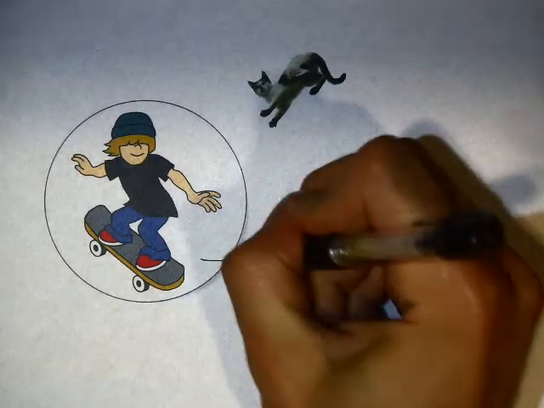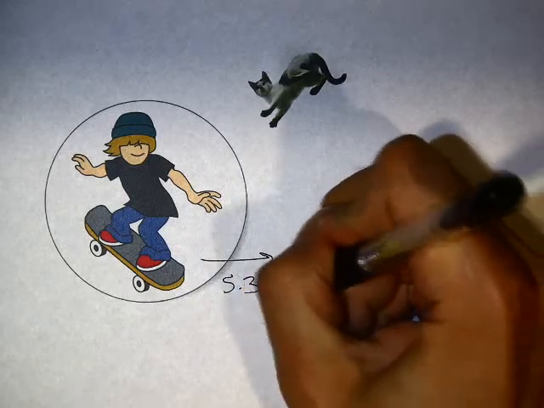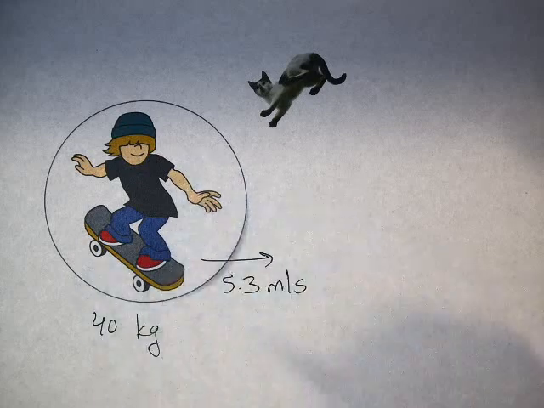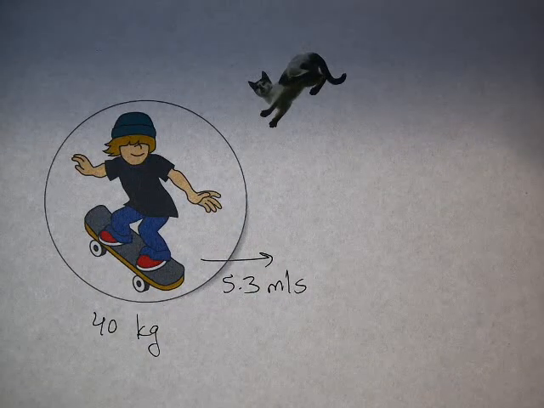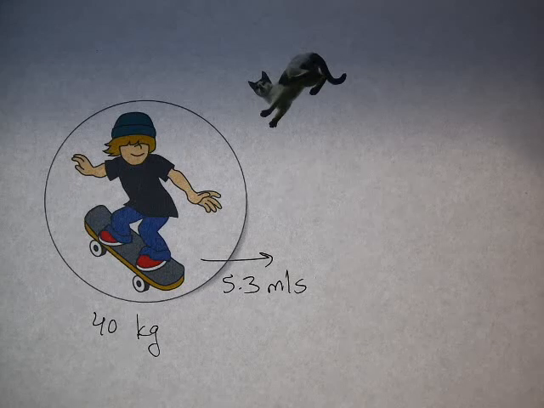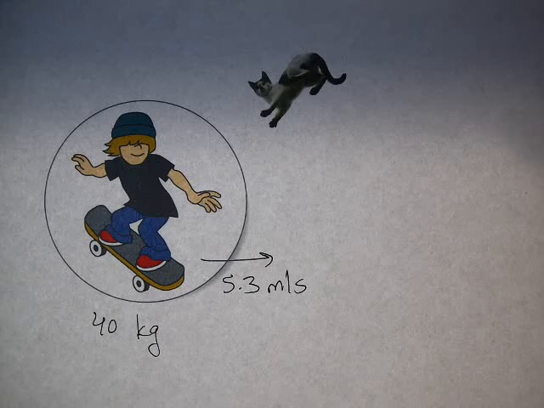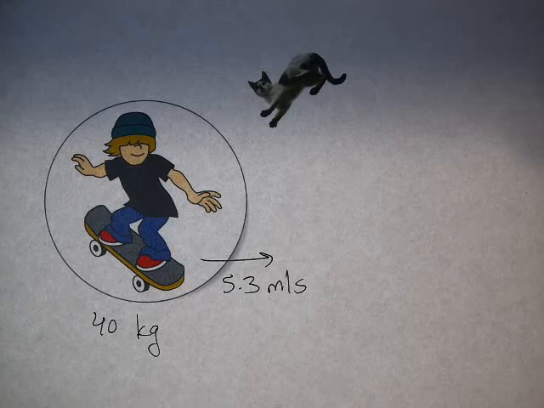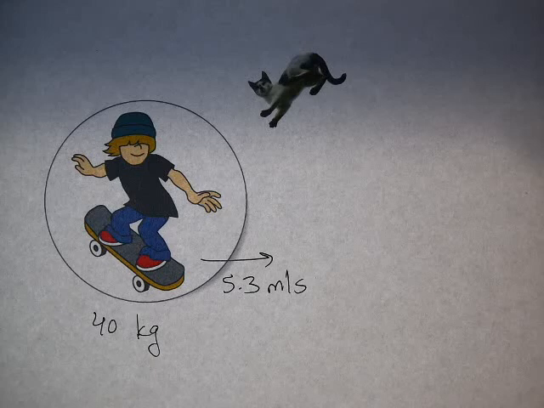at 5.3 meters per second. And Matt and his skateboard together weigh 40 kilograms. And the cat falls straight down onto the skateboard or onto Matt. And the cat has no horizontal velocity. Falls straight down. It's a collision of sorts. It is a perfectly inelastic collision because the objects stick together. And we want to find Matt's reduced speed after the cat lands on him.